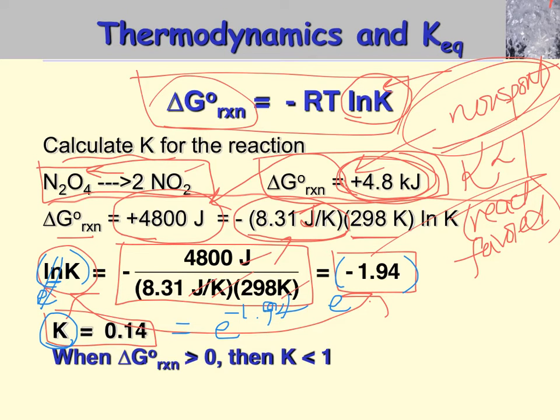Now is a good time to make sure you locate your e key on your calculator, and go ahead and enter e raised to the minus 1.94. Make sure that when you do that, you get 0.14 as your answer.